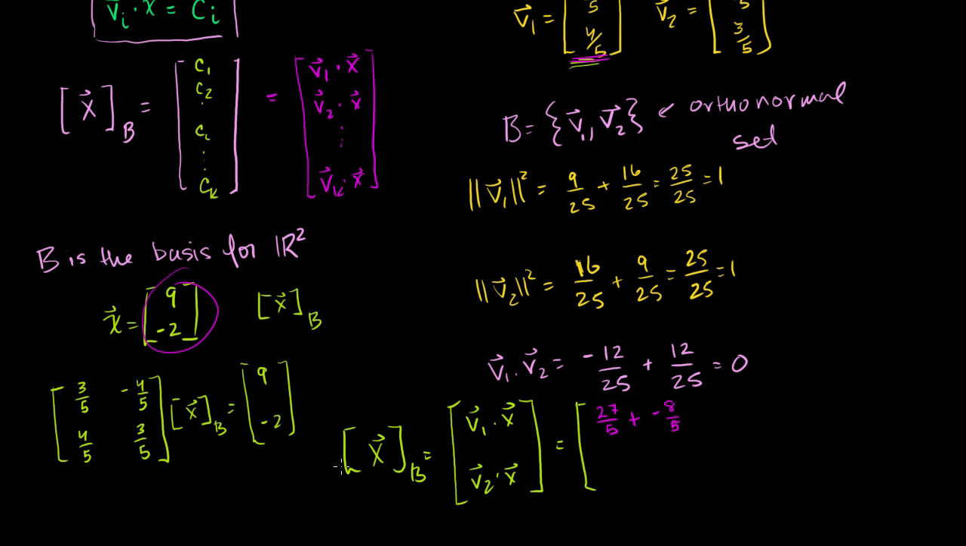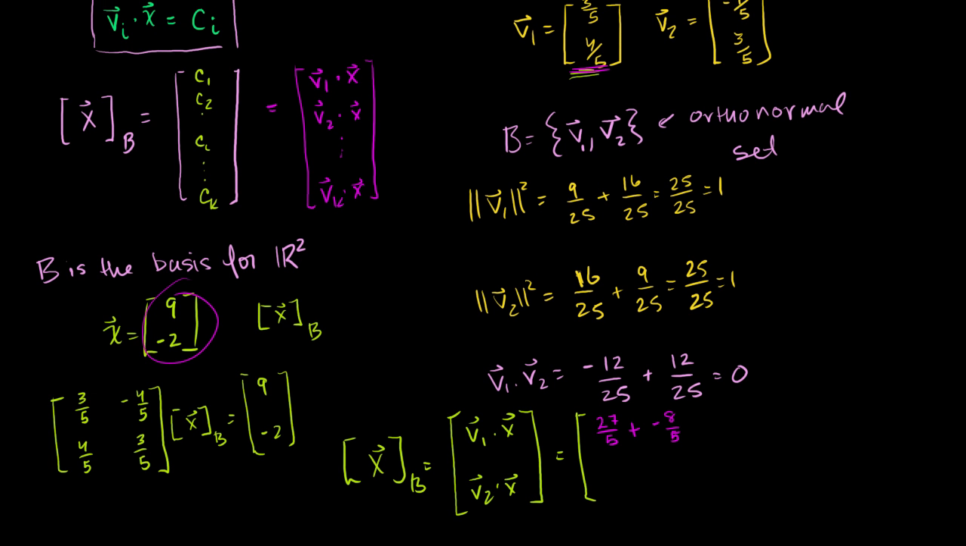And then the second term is v2 dot x. So v2 dot x, I get 9 times minus 4/5, that's minus 36 over 5, plus minus 2 times 3/5, which is minus 6/5. So the B coordinate representation of x, just being able to use this property of orthonormal bases, is equal to, what is this? 27 minus 8 is 19 over 5. And then minus 36 minus 6 is minus 42 over 5.